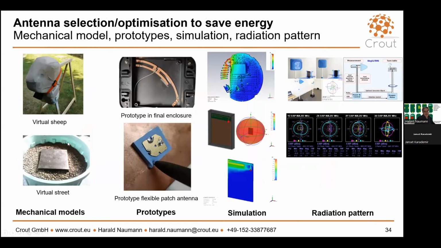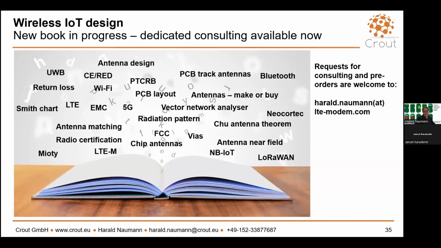Some more practical examples. So we build a virtual sheep. We build and develop a tracker on satellite communication and GPS. We developed a street. We made flexible antennas. We make simulations. It's the same picture as I showed before, but here you can see the floating current. And we also measure the antennas in 3 axes to see if the antenna is really radiating.